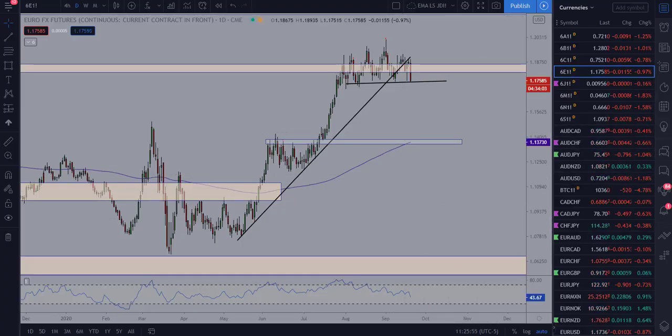Today we're going to take a look at the euro currency. In particular, we're going to look at the December euro currency. That's going to be the focus, as that is the front month for currency futures. And we're looking at a very important pattern here on the Euro FX, or the 6E, and that is the head and shoulders top pattern.